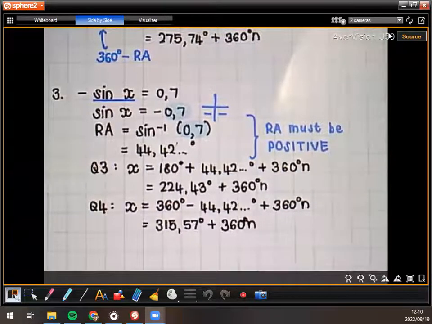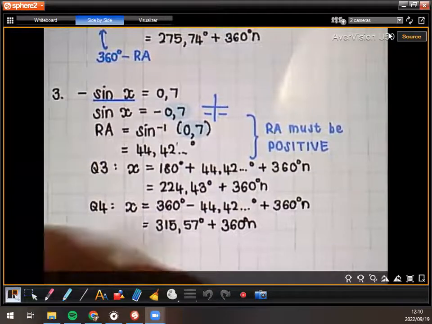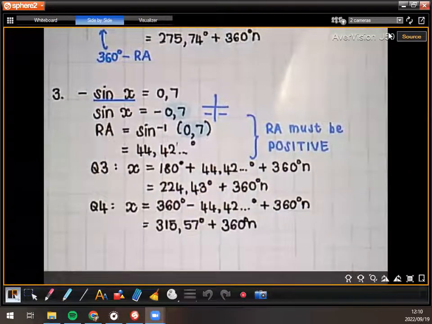Okay, now sometimes the angle that they give you is not just an x. They can change that angle. They can make that angle more complicated.